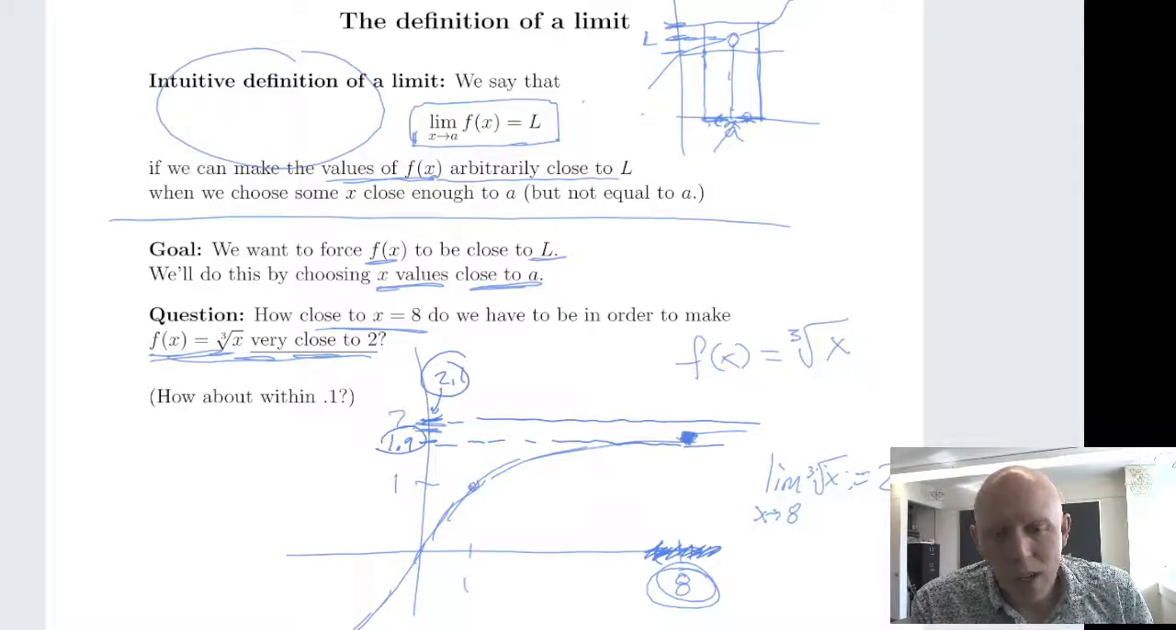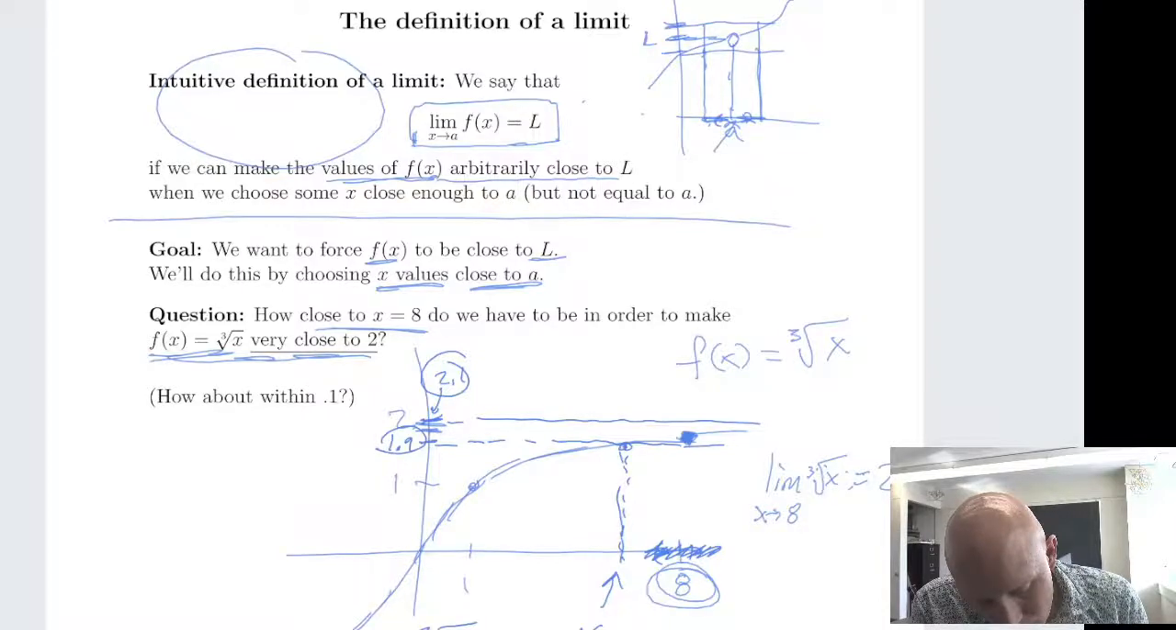In order to do that, we're going to look for what x value we can put here that's going to give us 1.9. What number, when you take its cube root, is equal to 1.9? So we want the cube root of x is equal to 1.9. In order to solve that equation, we cube both sides, and we get that x is equal to 1.9 cubed.